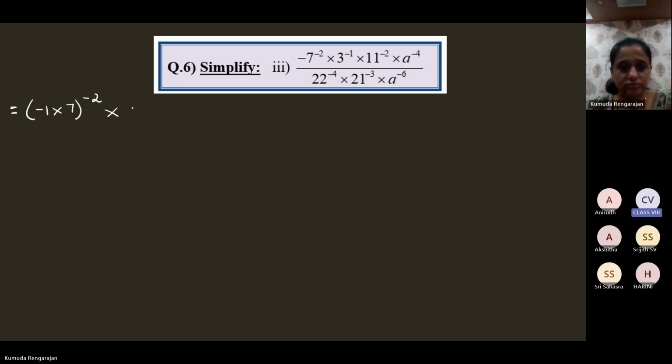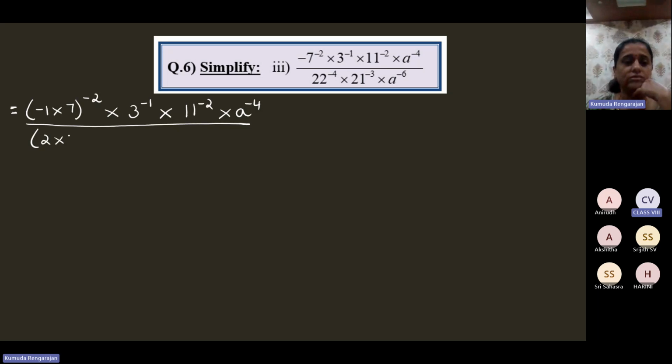Into 3 power minus 1, minus 1 into 11 power minus 2, into A power minus 4, divided by 2 into 11 whole power 2 into minus 4. Correct. Into 3 into 7 whole power minus 3, into A power minus 6.